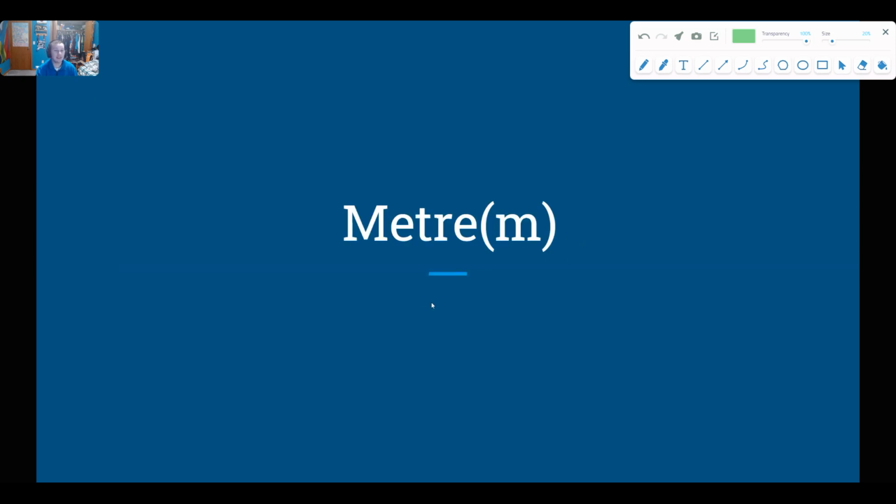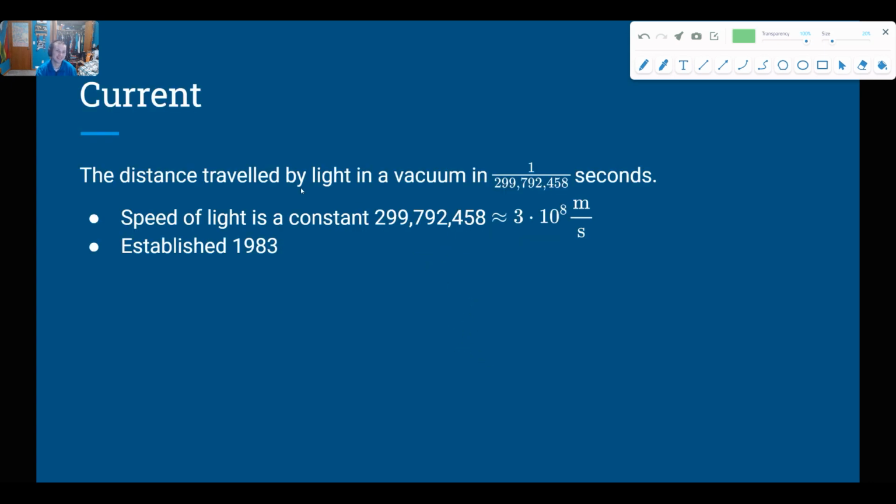So going on to the meter, the good old meter, it's just a unit of length, I guess. Currently, the definition of the meter is the distance that light travels in a vacuum in 1 over this number of seconds. I don't want to butcher it, but that's the amount of time. So what this really does, in practice, is it sets the speed of light to a constant 299,792,458 meters per second.